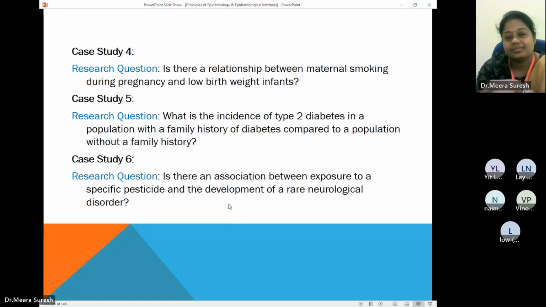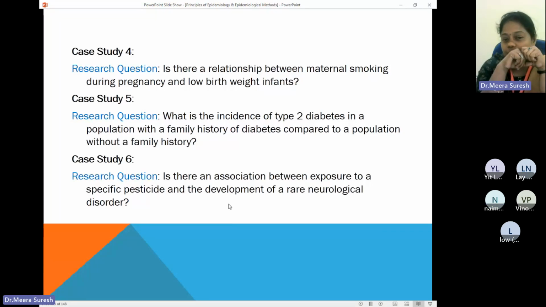Low birth weight infants. The infants are born with less than the weight they are supposed to have. And if it is connected to maternal smoking or not, which study will give you that result? Would it be case control? Can be case control, yes.